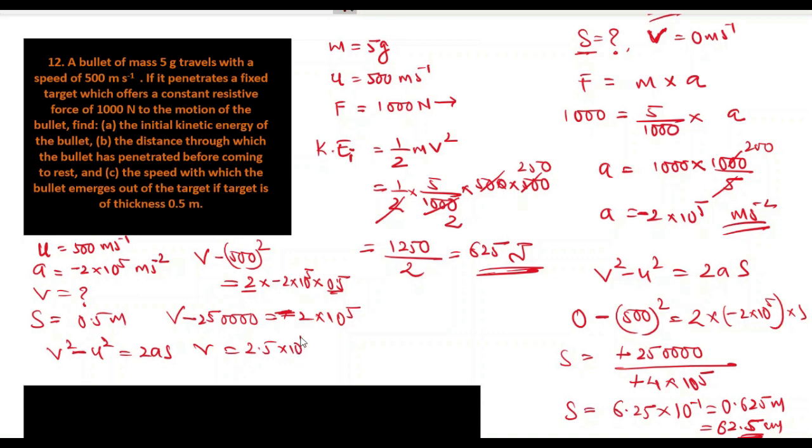2.5 into 10 raised to 5 minus 2 into 10 raised to 5. Okay, so 10 raised to 5 will come out common, and it will be 0.5 into 10 raised to 5, which is a huge velocity. I don't think it is correct. 0.5 meter. I'm not sure. I have to do this.